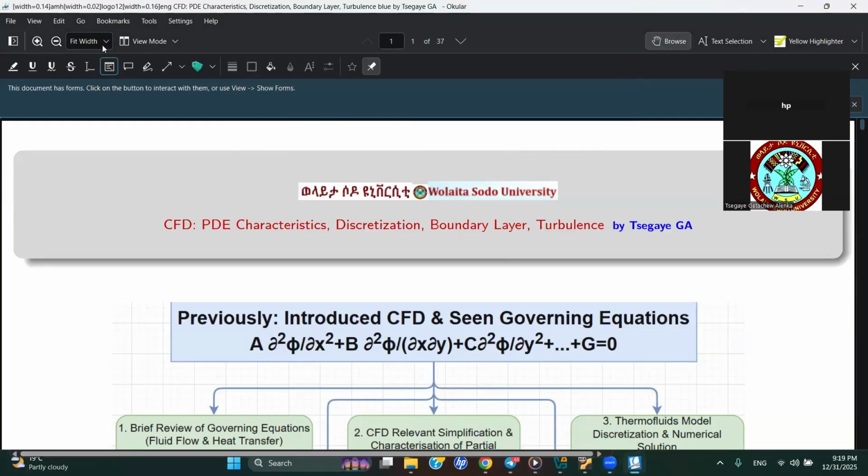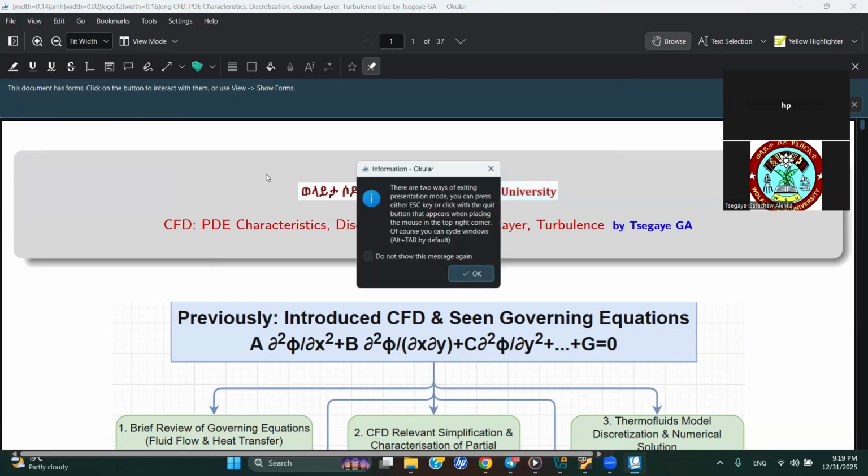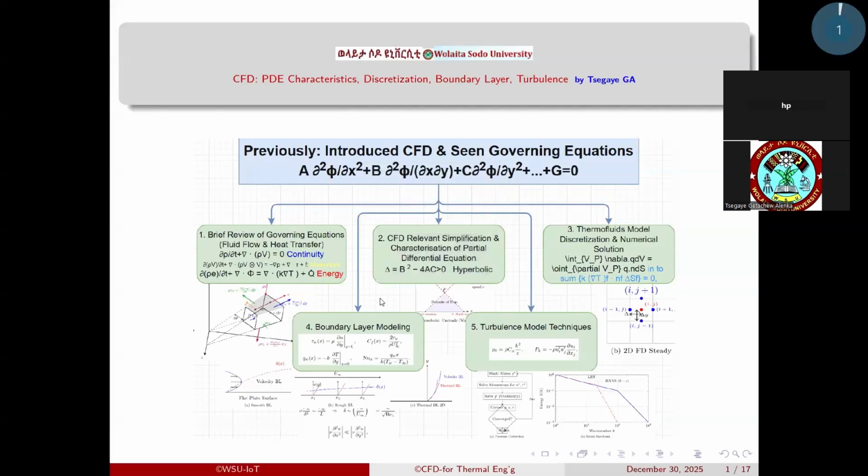Welcome to another episode in the computational fluid flow and heat transfer course. In the previous class, if you remember, we derived the governing equations in fluid flow and heat transfer for both viscous and inviscid, as well as incompressible and compressible flows. We saw those governing phenomena expressed in partial differential equation forms.